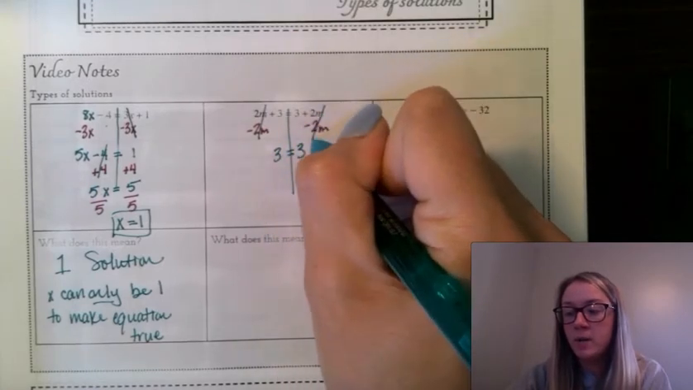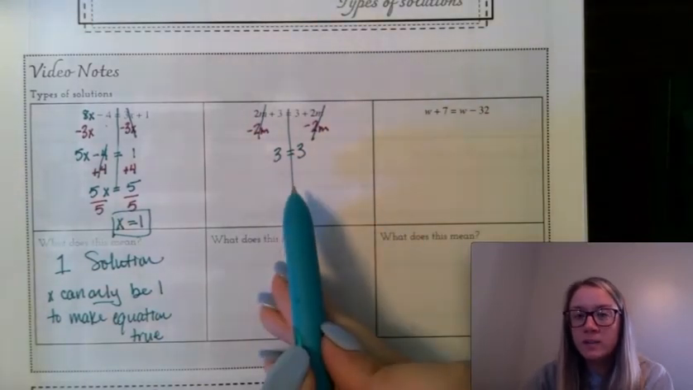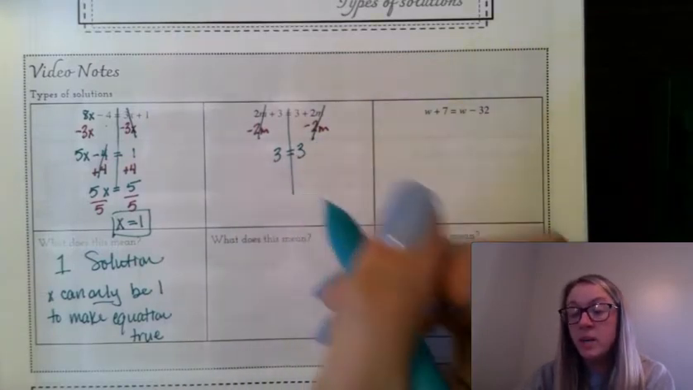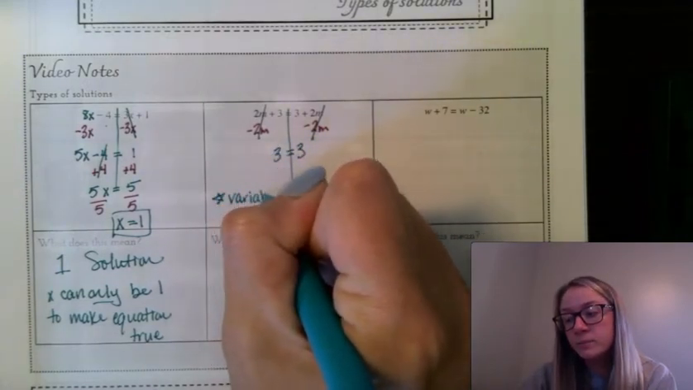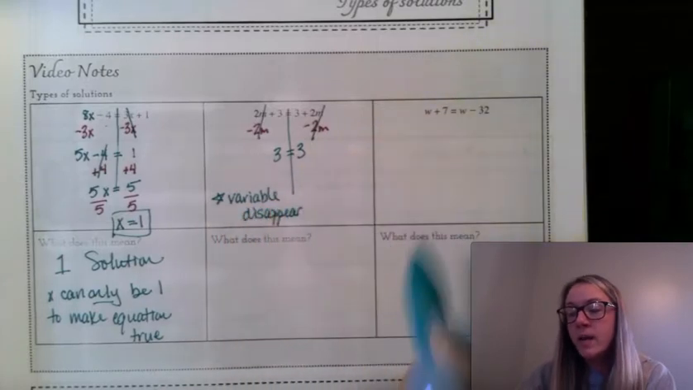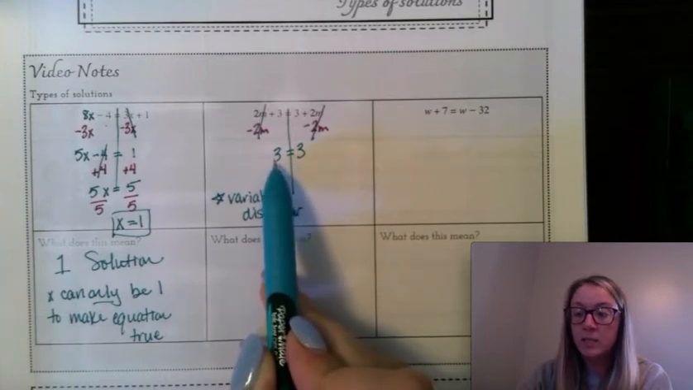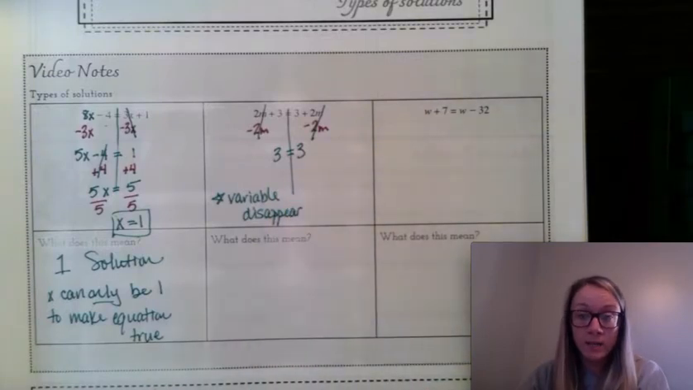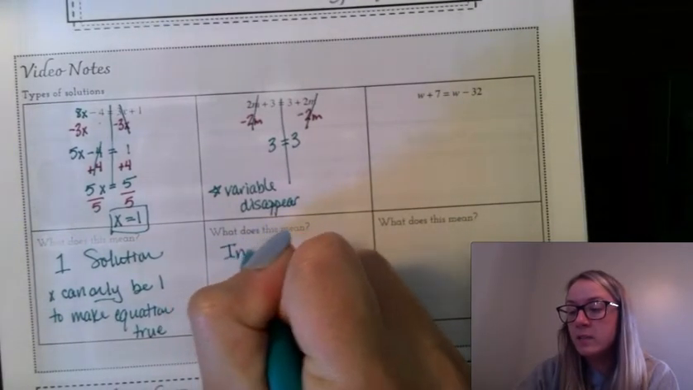2m minus 2m also turns to 0. That disappears as well. And this is weird because I don't have any variables. So my variables disappear, and that's special. That's something that's new. So we're going to say our variables disappear. And so I want to look here and ask myself, is this a true statement? Does positive 3 equal positive 3? It does. So what this means is that there are infinite solutions.